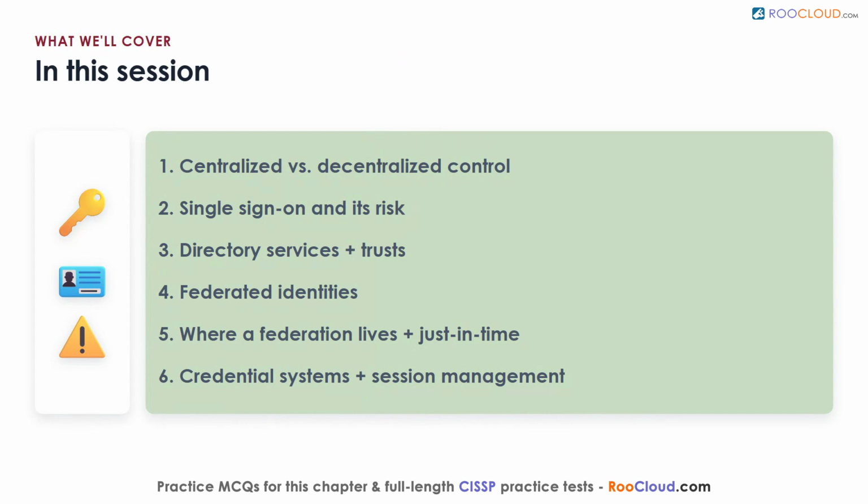We'll answer several questions. What is the difference between centralized and decentralized control? How does single sign-on work? And what does it risk? How do directory services and trusts fit in? How do federated identities extend trust across organizations? Where can a federation live? What is just-in-time provisioning? How do credential management systems help? And how do you keep idle sessions from becoming a hole?